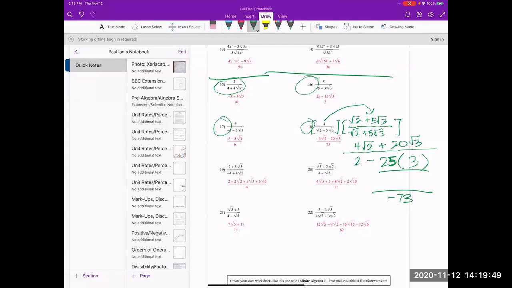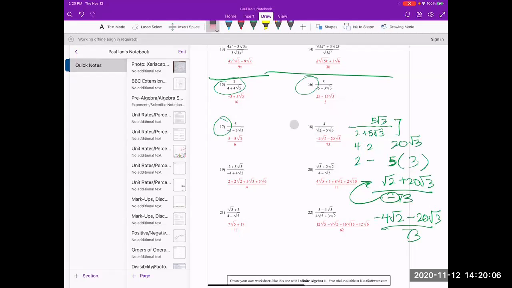The only thing you have to do is, let me write it down first, to transfer the negative, this guy, up top. So it's 4 root 2 minus 20 root 3 over 73. Just like that. Okay.